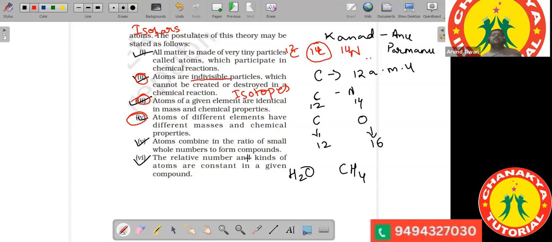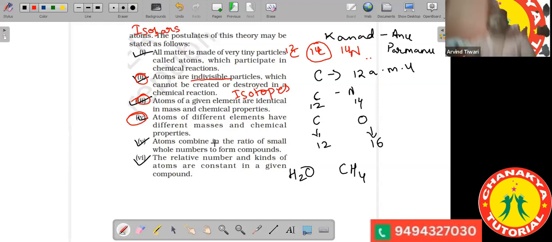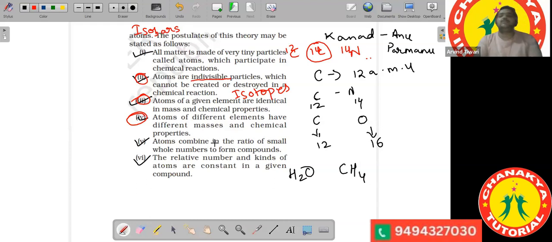Atoms combine in the ratio of small whole numbers to form compounds. We will see this one also. And the sixth one, the relative number and kind of atoms are constant in a given compound. So for any given compound, the relative number and kind of atoms is constant. Okay, this is correct. So these were the points of Dalton's atomic theory.